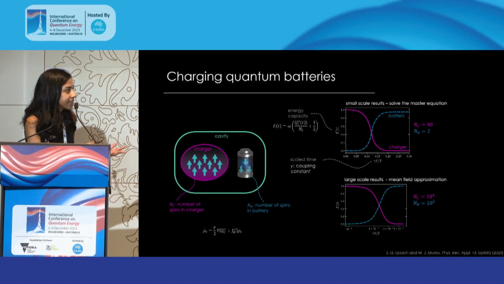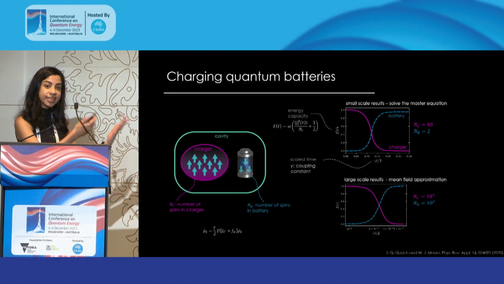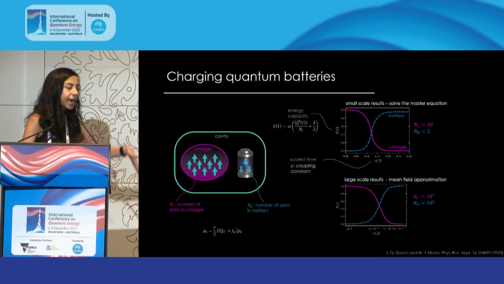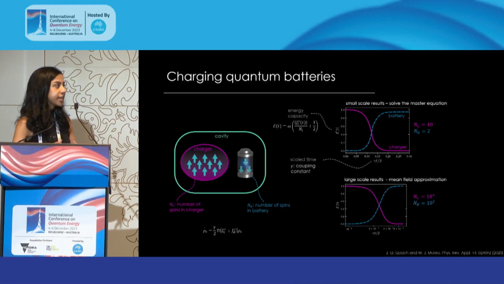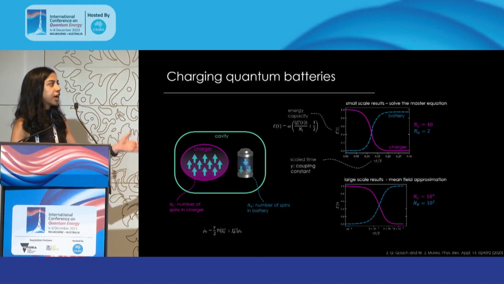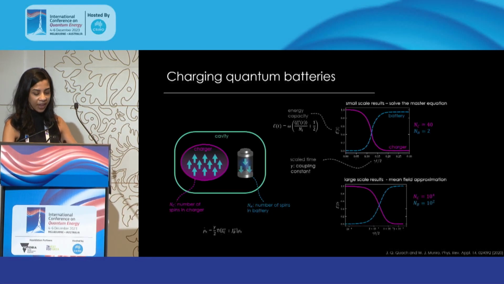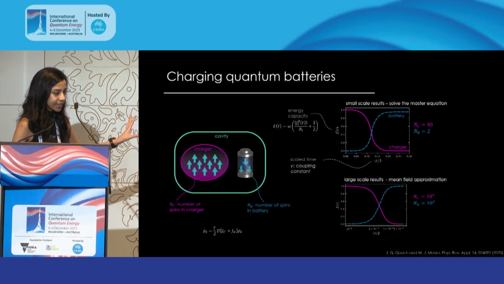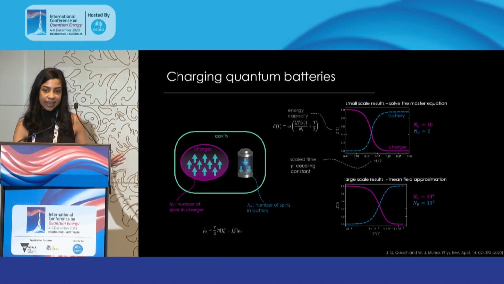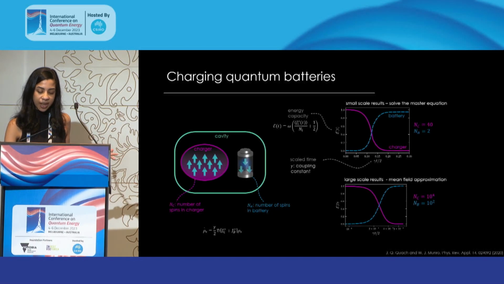So what I have here is 10 to the 4 and 10 to the 2, and you can see in this case the battery is fully excited, and we'll see that whenever we have this huge disparity between the spins in the charger and the spins in the battery. Okay, so this is all work that has already been done.